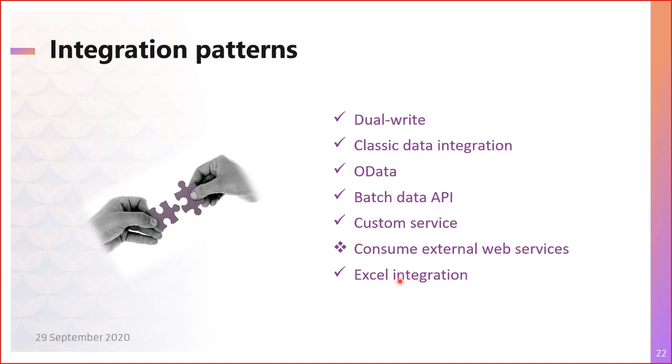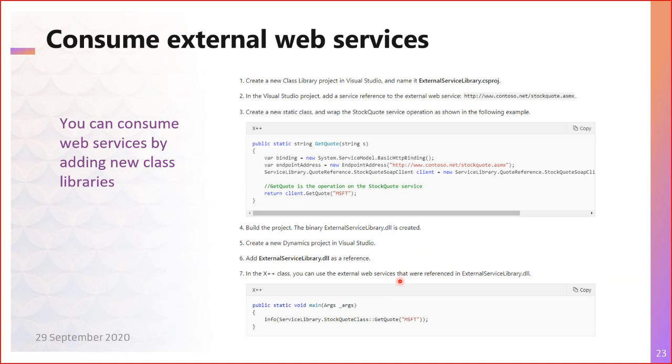The last bit is consuming external web services. This requires coding, and this screenshot is taken from a Microsoft Docs article. So all this is very well documented, and the steps are given there. You have to follow these 7 steps in order to write a new class in finance and operations and make a call to an external web service.